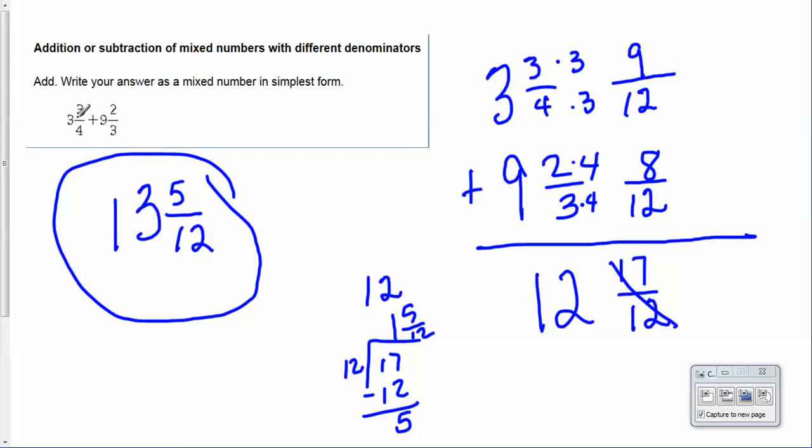Is that answer reasonable? 3 plus 9 would equal 12, and then I have the additional fractions, so 13 and 5 twelfths works. I hope this helps you with this skill. Good luck, and give it a try.